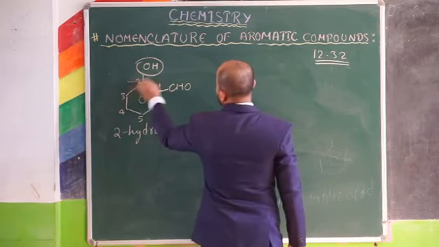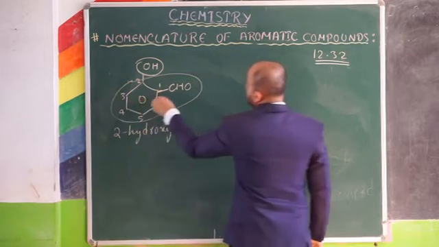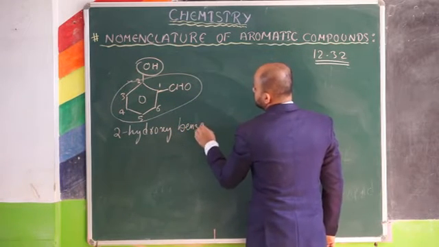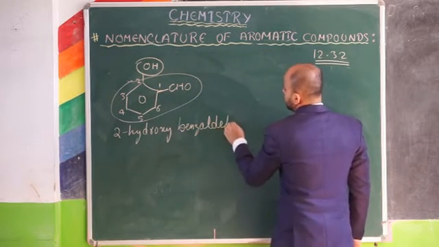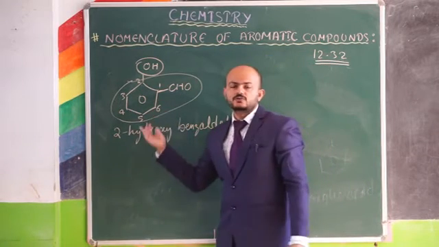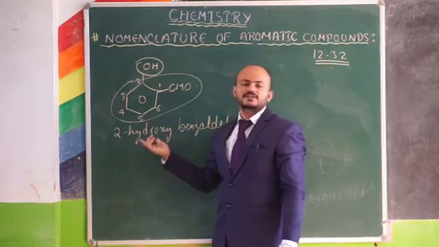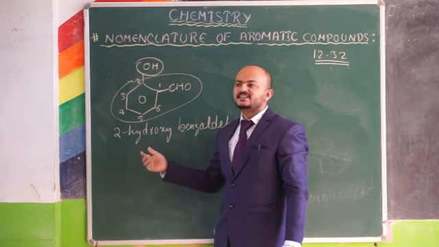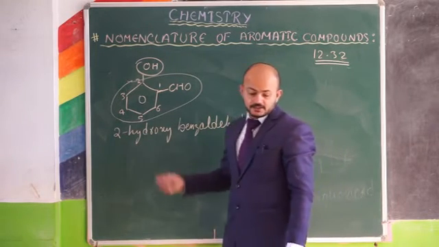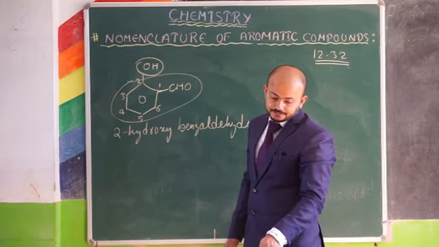And this as a whole is what? Benzene ring along with aldehyde is benzaldehyde. Its common name is also salicylaldehyde. Okay, it's given in the book. Remember that.